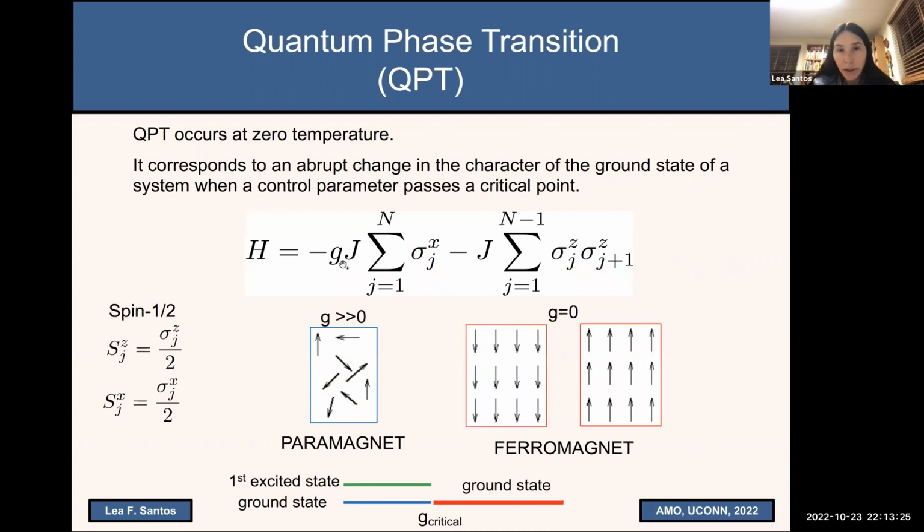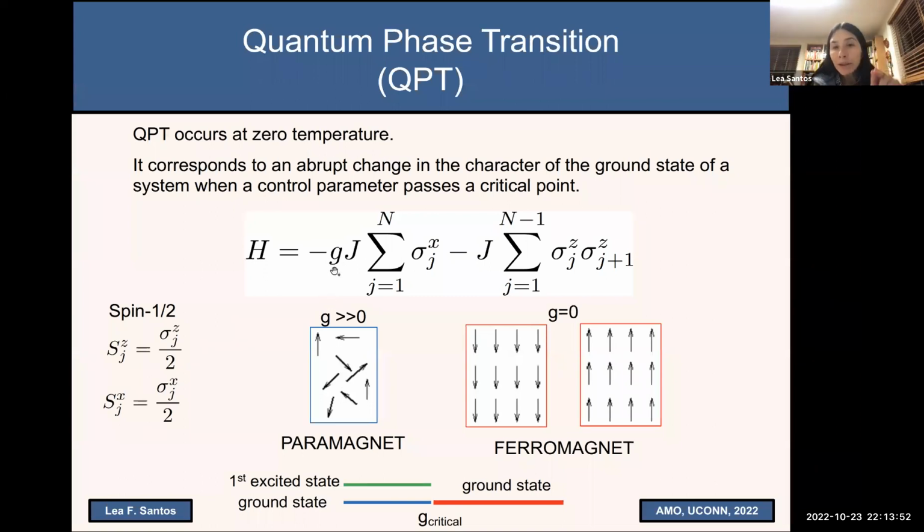So I'm starting with this Hamiltonian. Sigmas here are Pauli matrices. So what we have in mind here is a lattice of spins half. And we have two competing terms in this Hamiltonian. G here is the control parameter. So when G is large, this term is important. What we have is a paramagnet, meaning these spins are pointing in random directions.